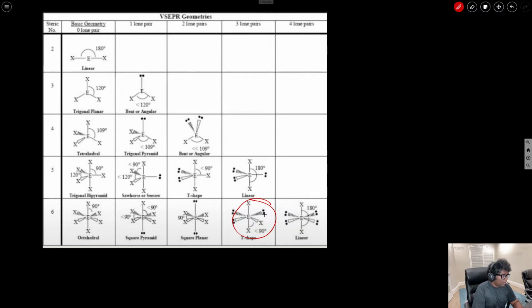So if there are 6 groups and no lone pairs, you'll know it's octahedral. 5 groups, 1 lone pair, seesaw. So yeah, just memorize this. Feel free to screenshot this. I'll wait on this for a little bit.